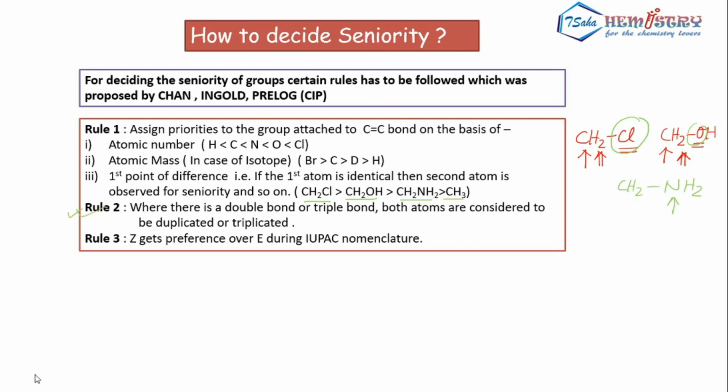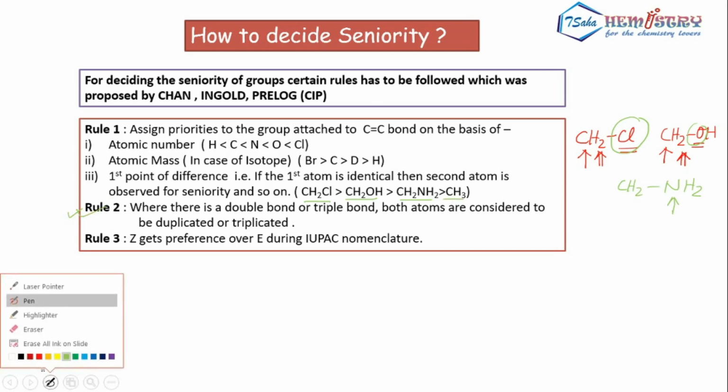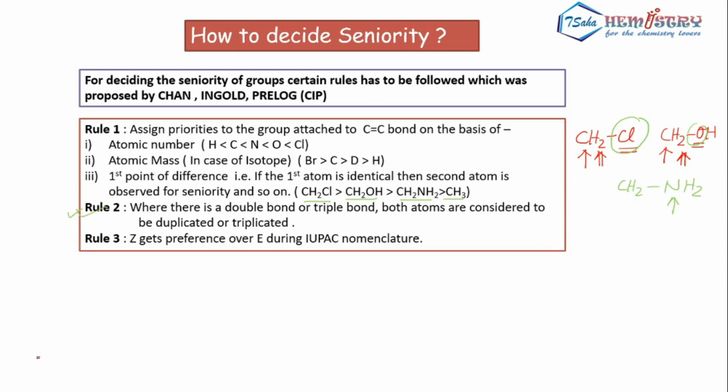Now rule number 2 is very important. You have to try to understand this rule number 2 particularly. In rule number 2 it is said that where there is a double bond or triple bond, both atoms are considered to be duplicated or triplicated. Okay, so we have to understand this particular scenario. What do you mean by duplicated or triplicated? In the next slide, we are going to discuss what is duplicated and what is triplicated.